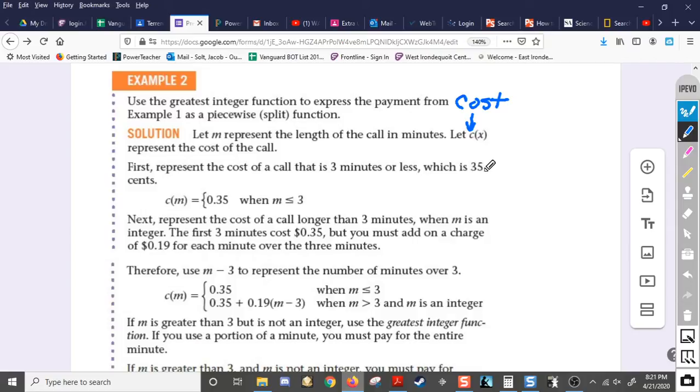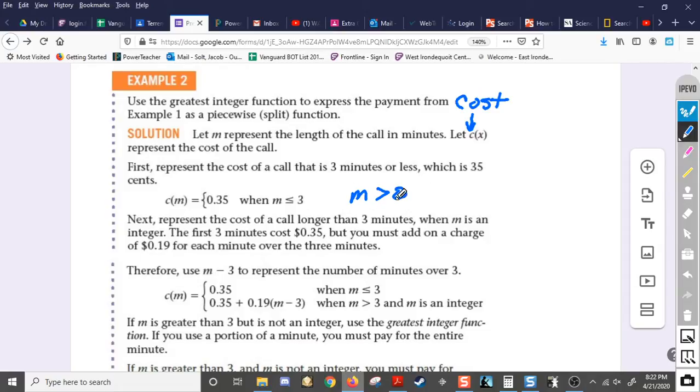That's how these companies do these things. If you talk for 1 minute, they're still going to charge you the 35 cents for all 3 of the first minutes. If you talk for 2 minutes, they're still going to charge you the 35 cents for all 3 minutes. We probably should have said when m is greater than 0, because we don't get money back when we don't make phone calls.